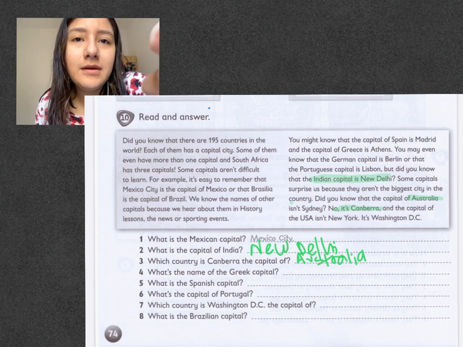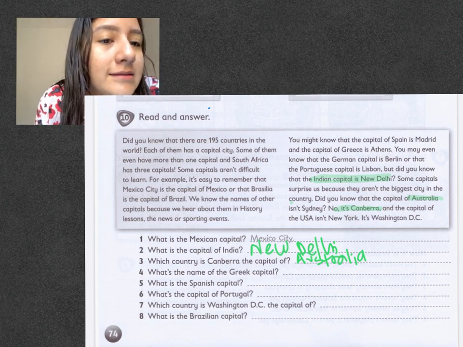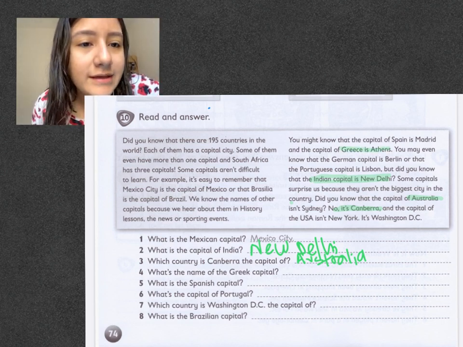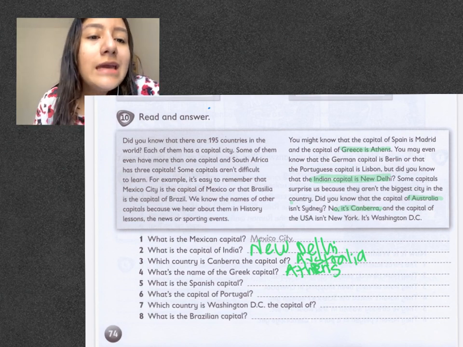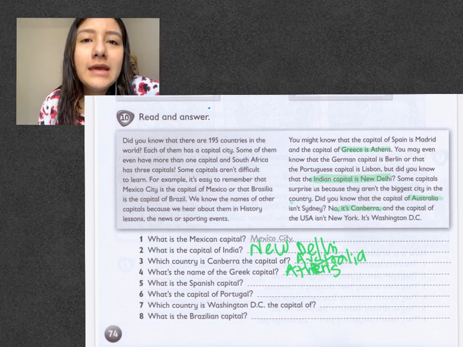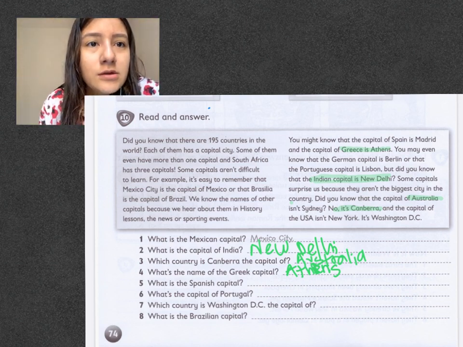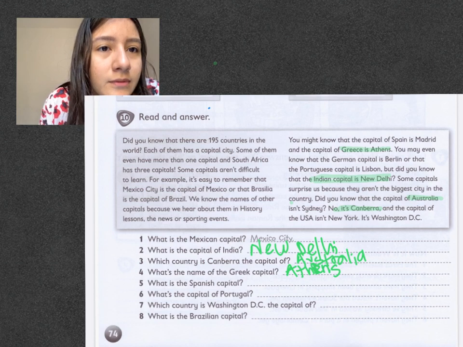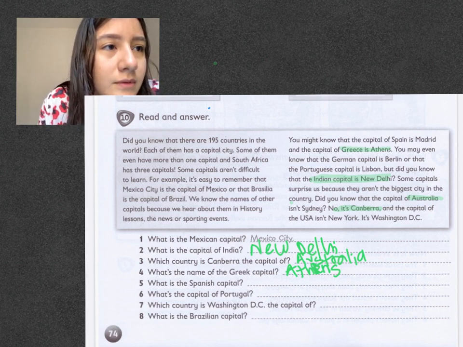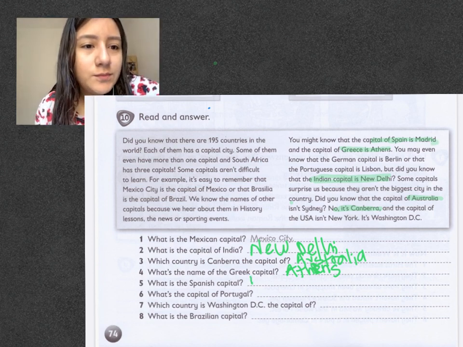Number 4, what's the name of the Greek capital? So let me get my highlighter again. And Greek, it says that it is Athens. Okay, so let's write it. Athens. Okay, and number 5, what is the Spanish capital? The capital of Spain is Madrid. Good, so we're going to put Madrid.